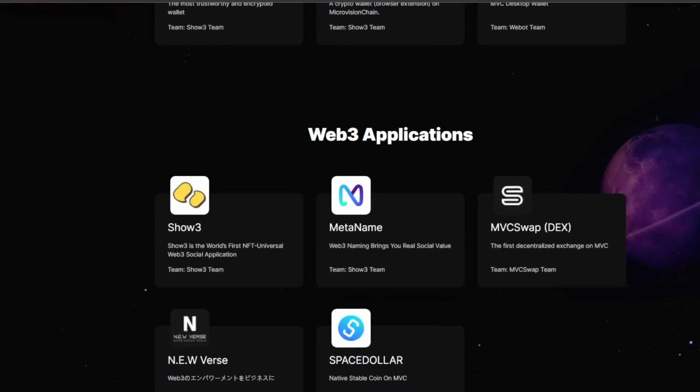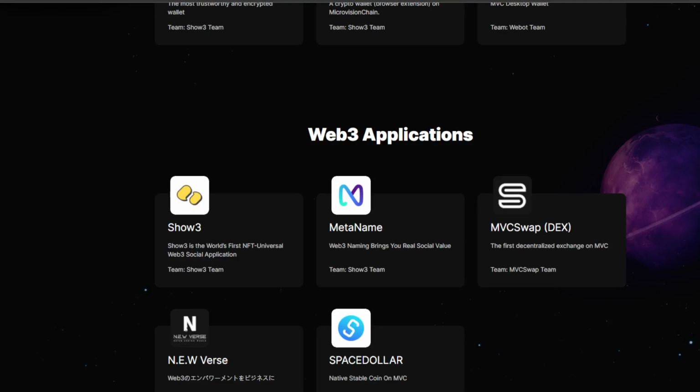Then we have Show 3, which is NFT, Universal Web3 social application, MetaName, and their DEX. They have a DEX, which is good. This is keeping up with the trend of the layer ones. All layer ones need a DEX right now. If you want to be competitive with Avalanche and of course Ethereum and Cardano, even Cardano, if you want to keep up with Cardano, you at least need to have a DEX.